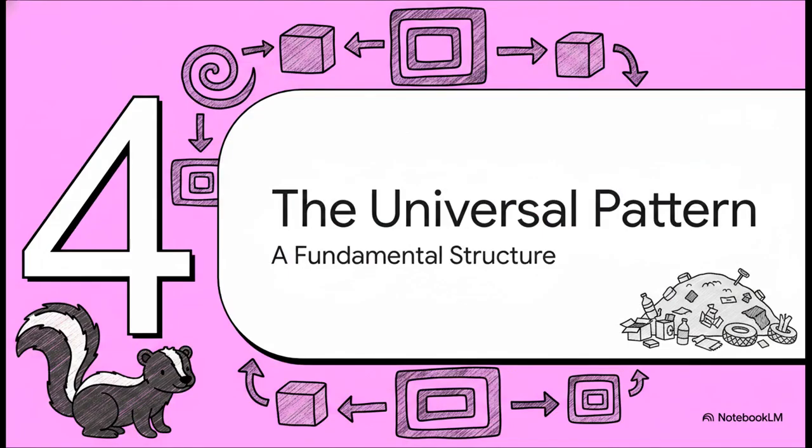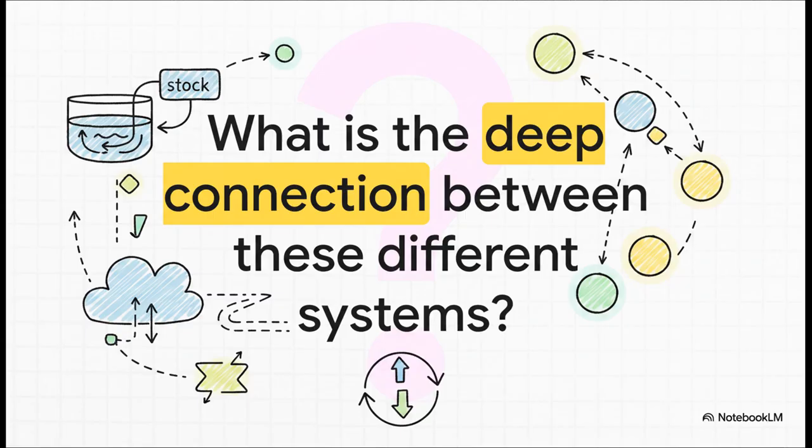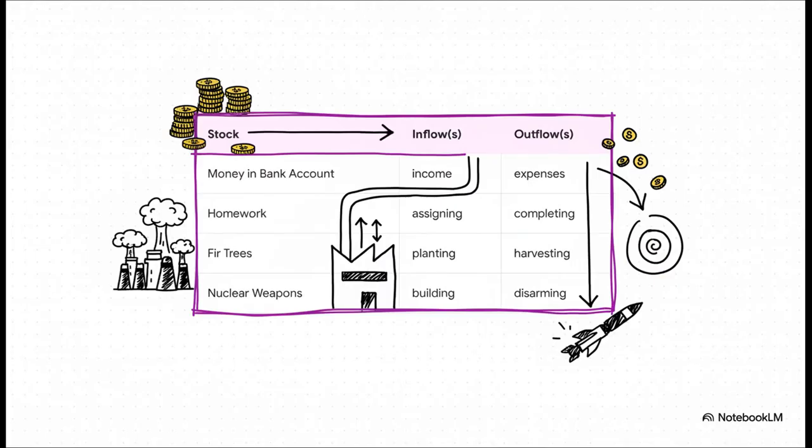So we've looked at skunks, we've looked at a landfill. These aren't just random stories. They're both pointing to the same fundamental pattern, a universal building block for how we think about, well, pretty much any system. And that brings us all the way back to the question I asked at the very beginning. Now that we have these tools, we can finally see the deep connection hiding in plain sight. So what do they have in common? It's their structure. It's that simple.